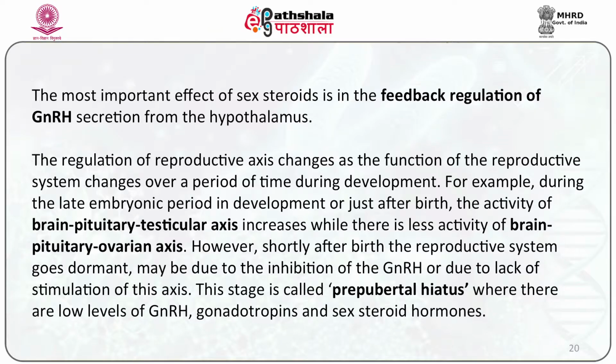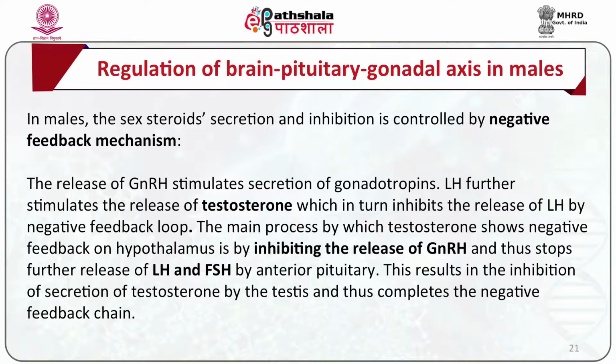In males, the sex steroid secretion and inhibition is controlled by a negative feedback mechanism. The release of GnRH stimulates secretion of gonadotropins. LH further stimulates the release of testosterone, which in turn inhibits the release of LH by a negative feedback loop. The main process by which testosterone shows the negative feedback on the hypothalamus is by inhibiting the release of GnRH, and thus stops the further release of LH and FSH by the anterior pituitary.